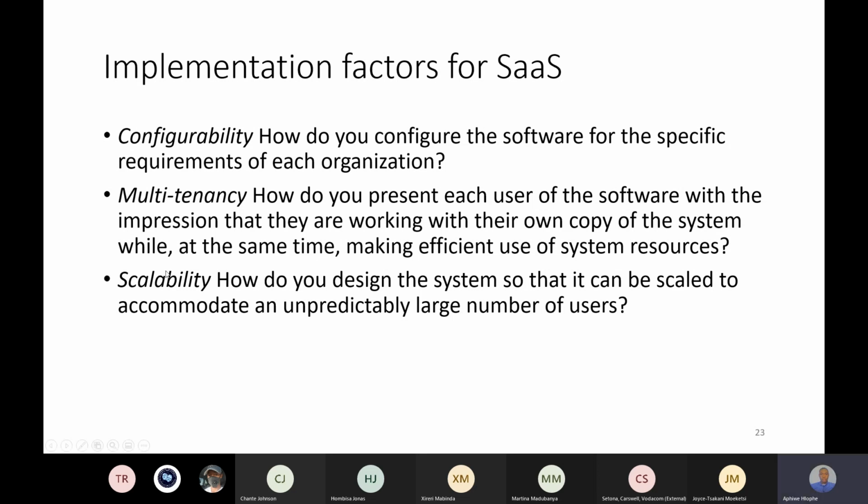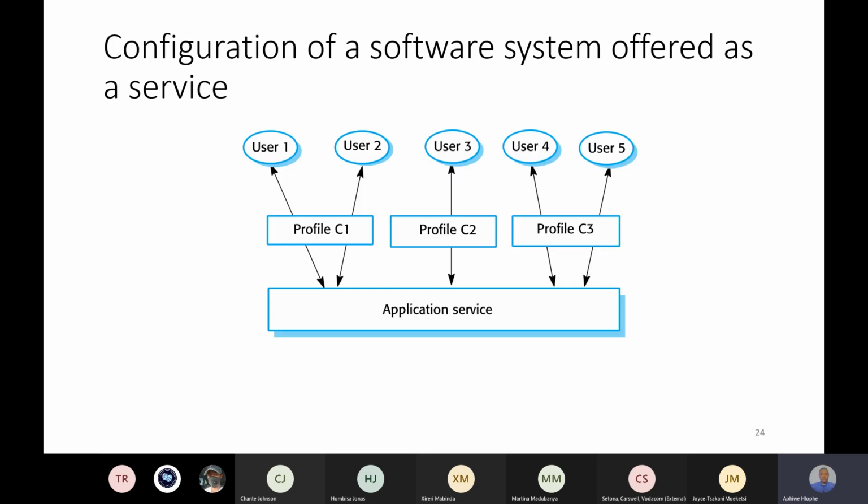And scalability: how do you design the system so that it can be scaled to accommodate an unpredictable, large number of users? And in terms of configuration, you can just look at this as a picture. We have all of these different companies.